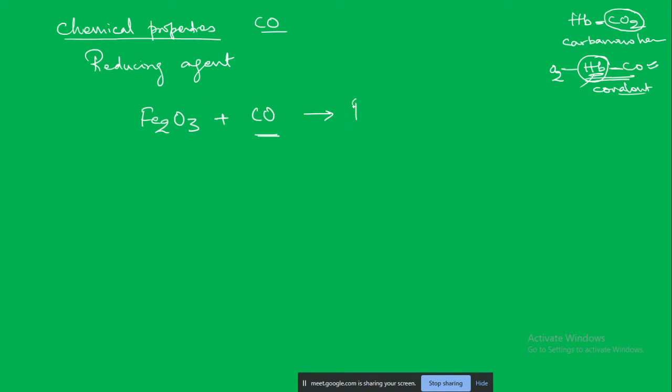So when it is reducing, now this is what oxide? Ferric oxide. Now what oxidation state is coming here?